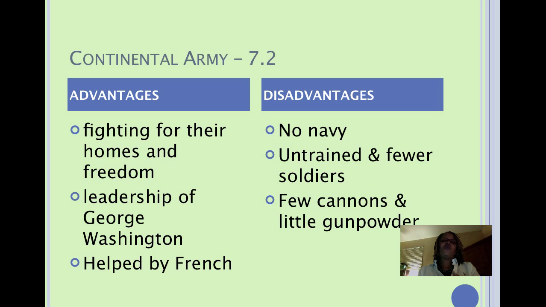And they also had few supplies, few weapons, few guns, little gunpowder, few cannons. So that was a constant struggle. And we already talked about that a little bit last chapter.